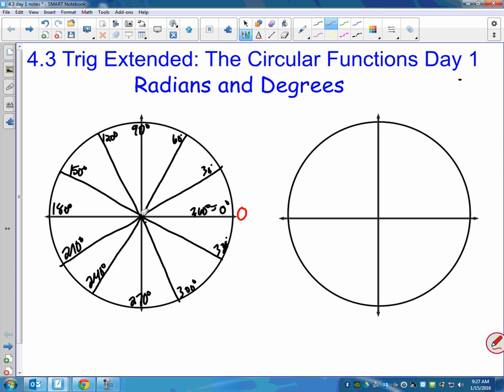0 radians. And what's over here at 180? How many radians are in 180 degrees? Pi radians. 90 degrees is pi halves radians. So then down here at 270 is 3 pi halves, right? Pi and a half. It's like 1 whole pi plus half pi, 1.5 pi, or 3 pi halves.